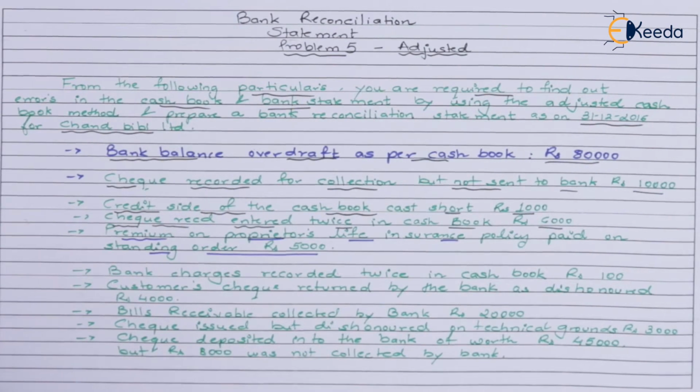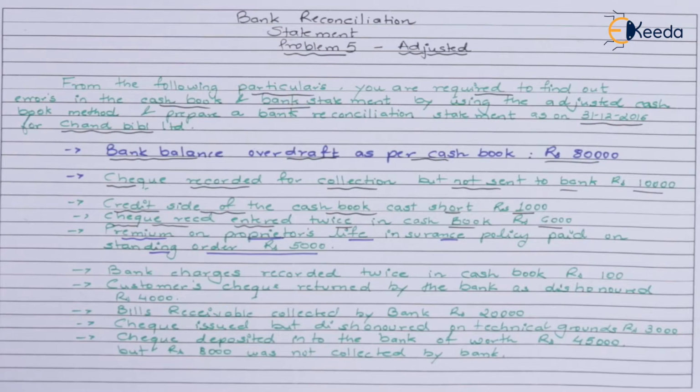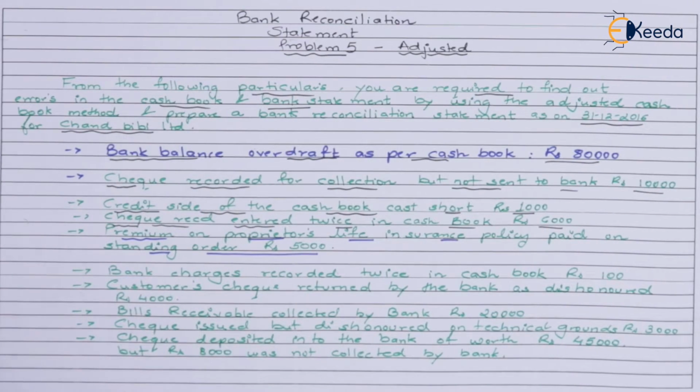LIC premium paid was amounting to 5,000. That means that much LIC premium was paid out through a standing instruction, and that was directly paid out from your bank account. Now, this will be referred to as a third party payment directly.